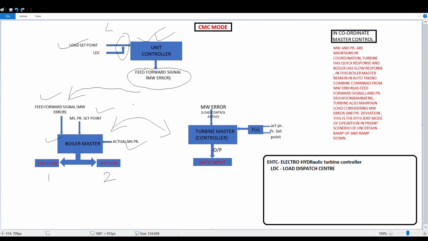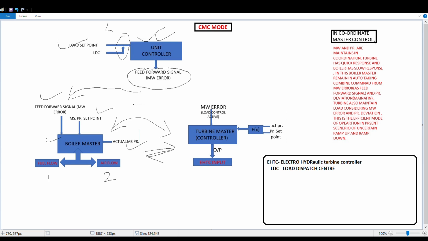The fuel flow set point will next be fed to the fuel controllers, and the air flow set point will be fed to the air flow controller. As we talked about, there is a coordination mode, so these two controllers will work in equilibrium to maintain the unit.